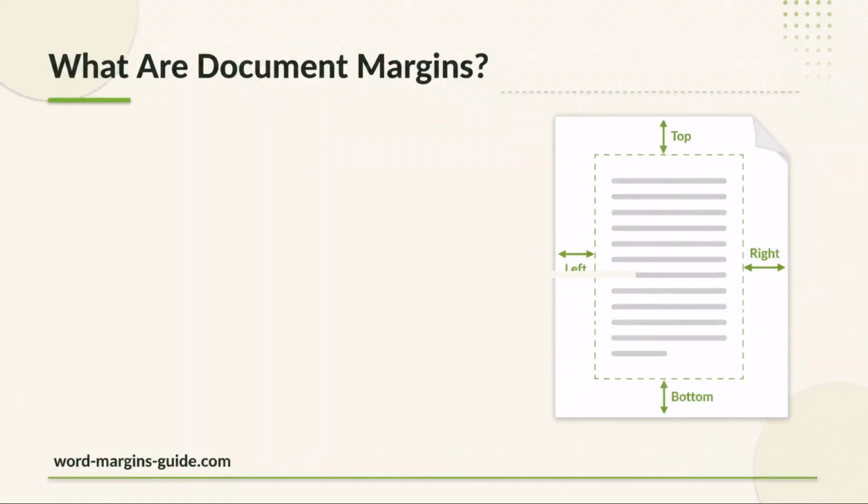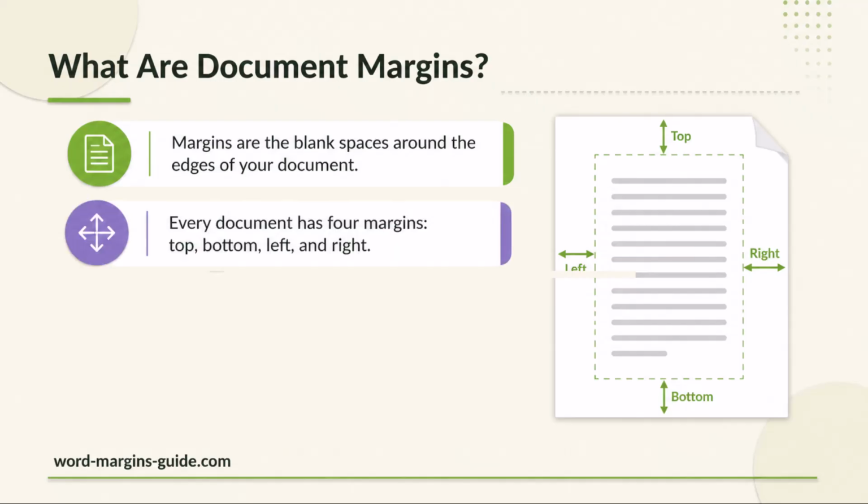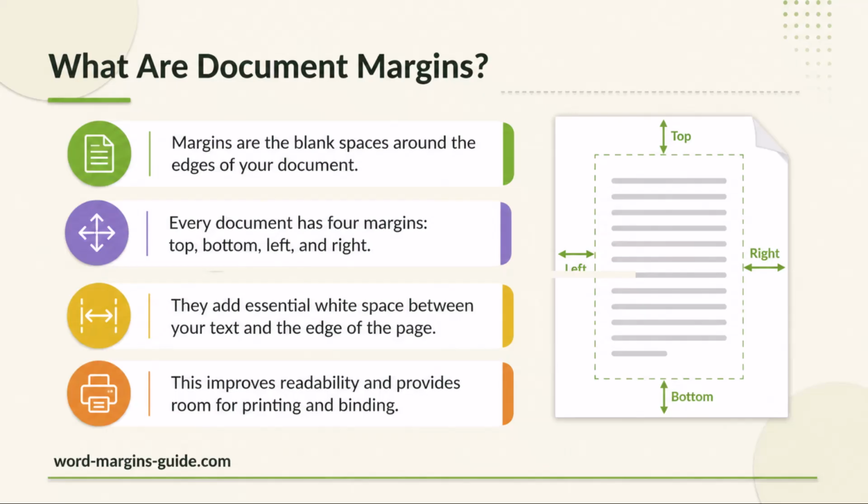First, what are margins? Margins are simply the blank spaces around the edges of your document. Every document has 4 margins: top, bottom, left, and right. Their job is to add white space between your text and the edge of the page to aid the reader. They also provide room for printing and binding.